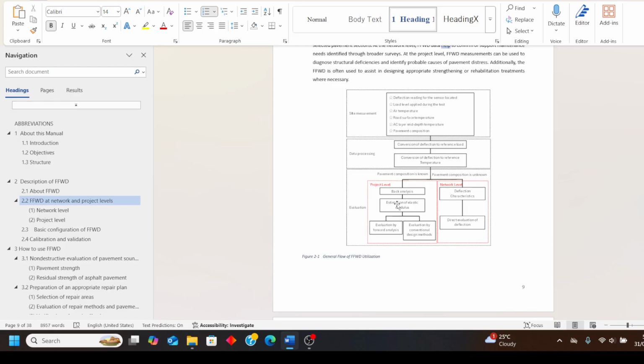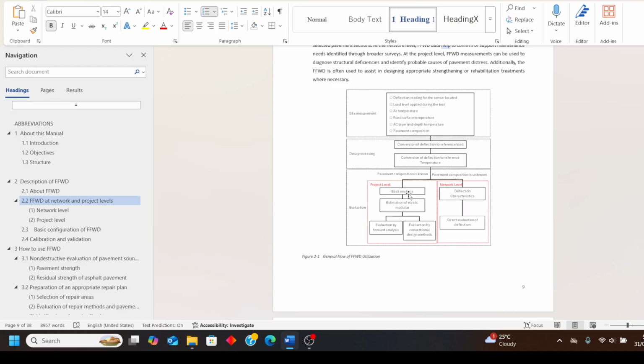And then we have the evaluation part, which has two levels of analysis. One is the project level. It is used for designing overlays and strengthening or reconstruction for a specific road project, and it includes back analysis and estimation of elastic modulus, evaluation by the forward analysis, and evaluation by the conventional method. And this analysis may also be discussed in another video, which you will see on this channel.